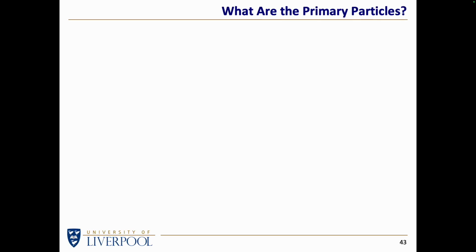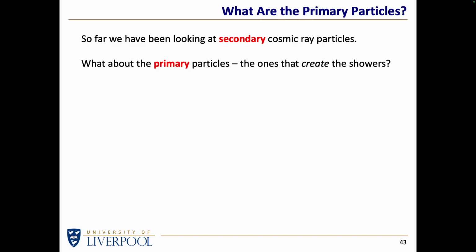What are the particles that actually hit the atmosphere? Up till now, we've said protons and electrons and muons are the ones we see at sea level. What is the particle that actually hit the atmosphere in the first place to produce the air shower? In other words, what are the so-called primary particles, the ones that created the air showers? Well, again, decades of research have told us what those particles are.